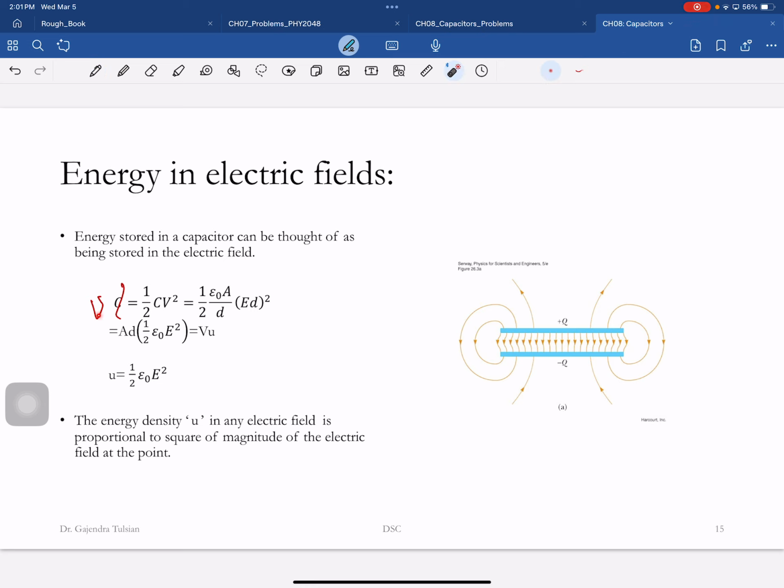So this is energy. Energy is volume times energy density. What this is saying is, anytime you create an electric field, the energy stored per unit volume is that. The energy stored in terms of the electric field is given by that. So what you've learned is, anytime you create an electric field, you've stored energy.